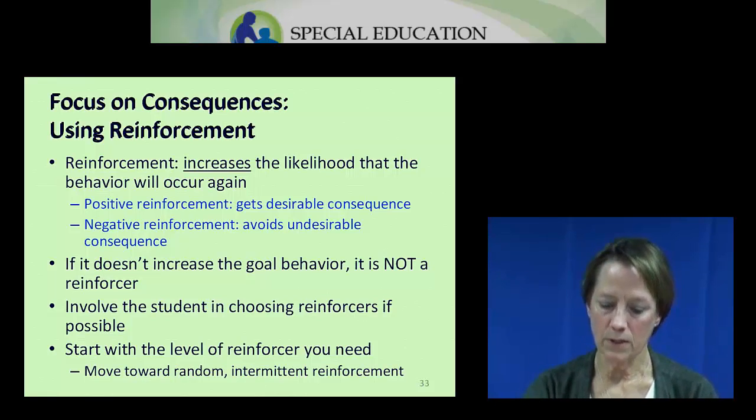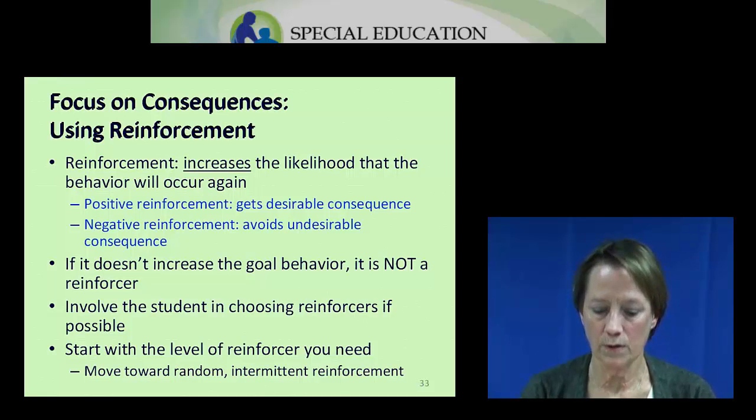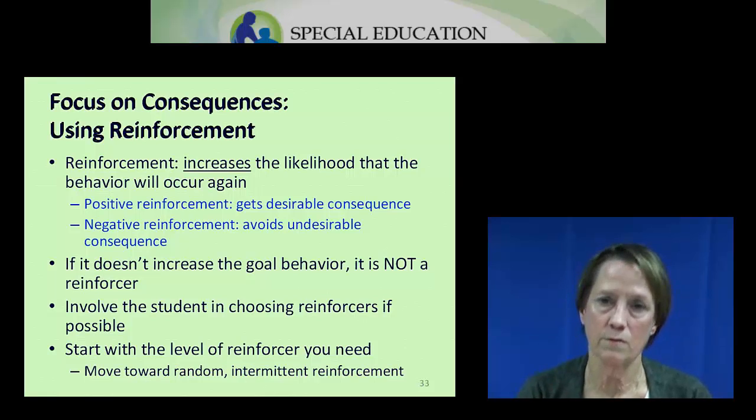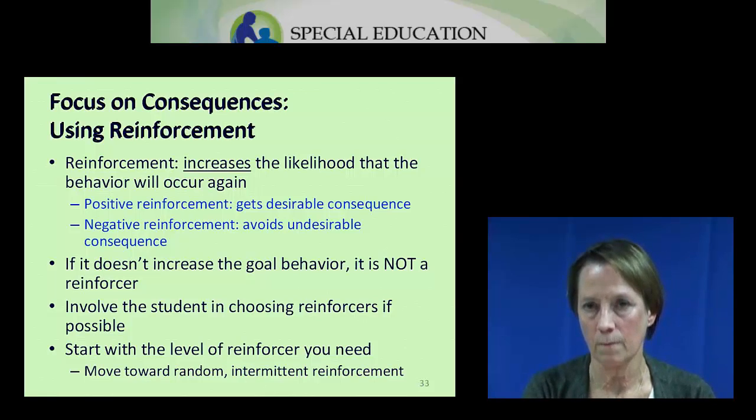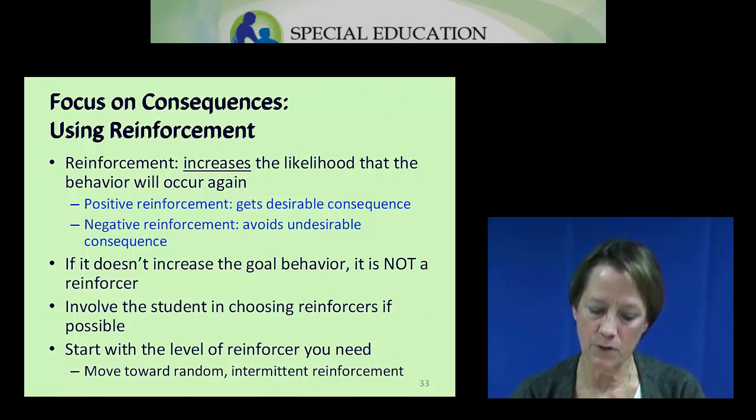So there are two things that we can think about to help us maximize the likelihood that our consequence interventions are helpful. First of all, we want to involve the student in choosing reinforcers if at all possible, because the student can help us understand what are the things that will make a difference for that student. And then secondly, we want to start with the level of reinforcer that we need. We may need to reinforce a student very, very frequently, especially early on. We may need to reinforce a student every 10 seconds. And then ultimately, we're going to move toward more random and intermittent reinforcement, which is a schedule that the student can't predict, which is a very powerful way to use reinforcement. So we're going to move likely from much more frequent reinforcement to thinning out our reinforcement schedule so we aren't reinforcing as frequently.